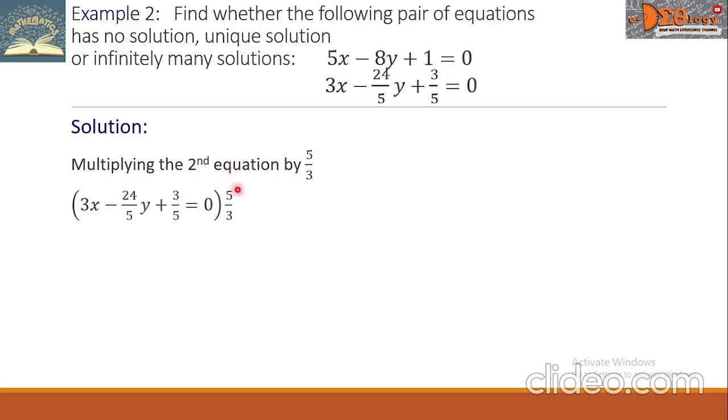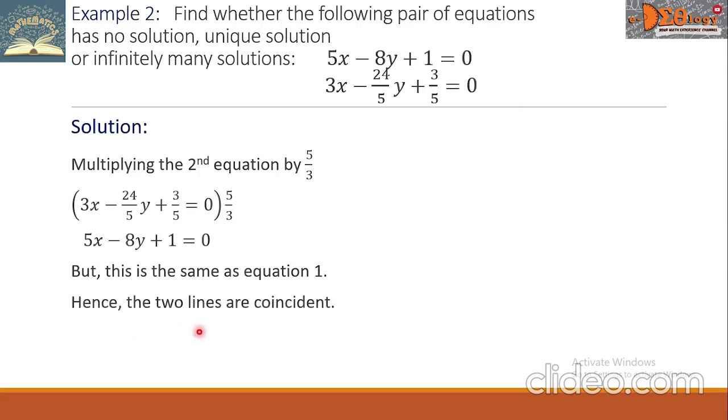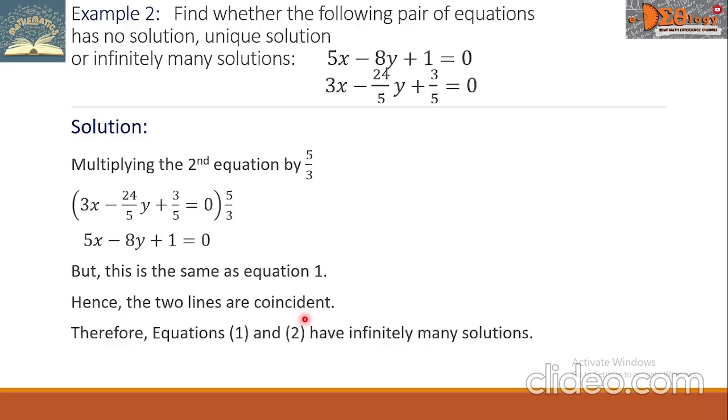The 3x times 5 over 3, we will get 5x. The negative 24 over 5 y times 5 over 3, the answer is negative 8y. Plus, the 3 over 5 times 5 over 3 is positive 1 equals 0 times 5 over 3 is 0. Observing the resulting equation, this is the same as equation 1. Hence, the two lines are coincident. Therefore, equations 1 and 2 have infinitely many solutions.